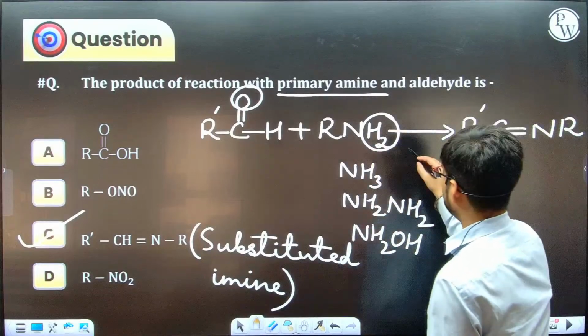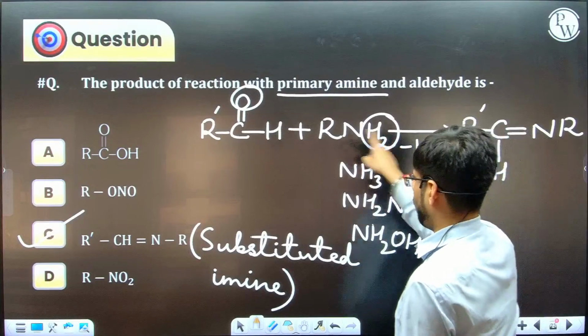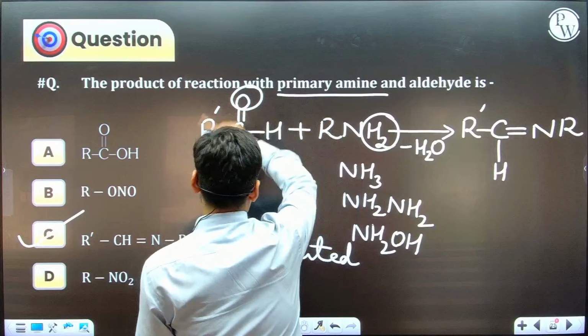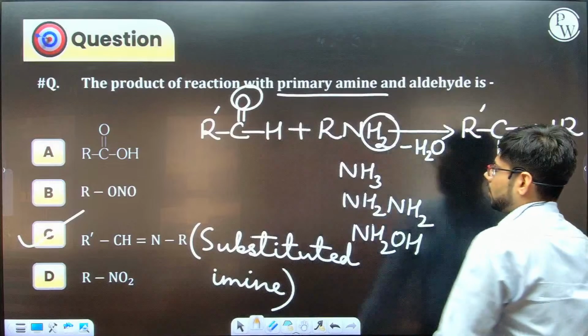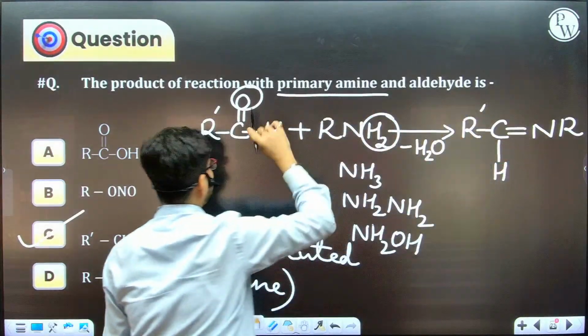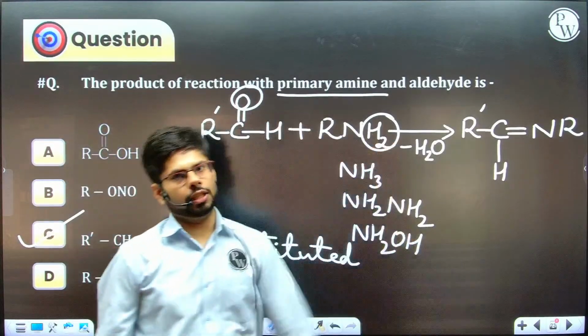So basically this is a condensation reaction. You remove H2O in this manner: H2 from the nitrogen containing part and oxygen from the carbonyl compound. So always remember that the double bond in the product must be between the carbonyl carbon and the nitrogen of the other compound.